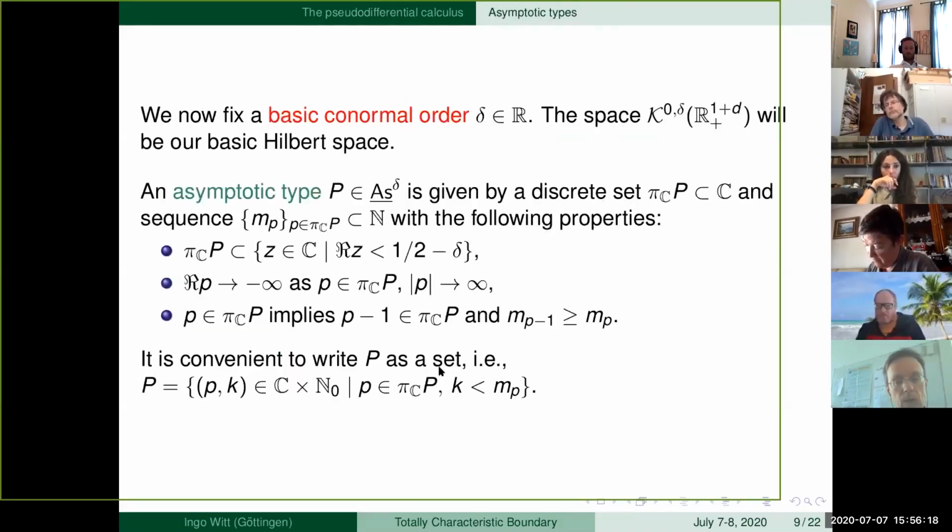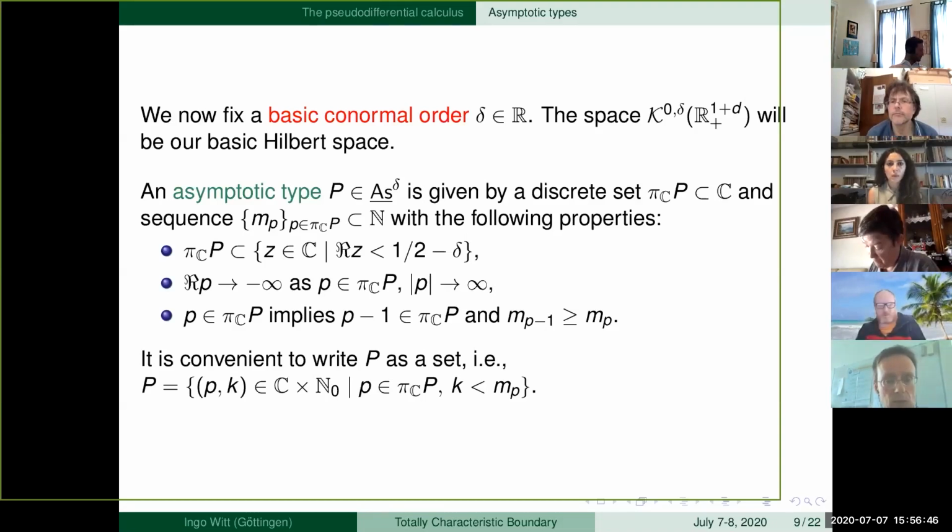For the following, we just fix some basic conormal order delta, or some weight information, and then this space K^0_delta would serve as our basic Hilbert space. If delta is 0, this is the usual L2 space. If we form adjoints and so on, we do it always with respect to this Hilbert space.